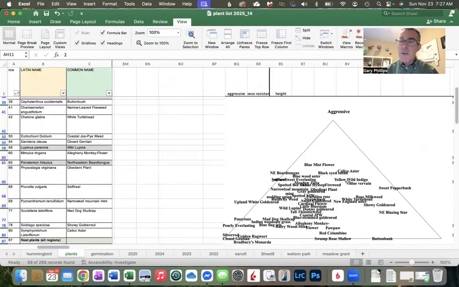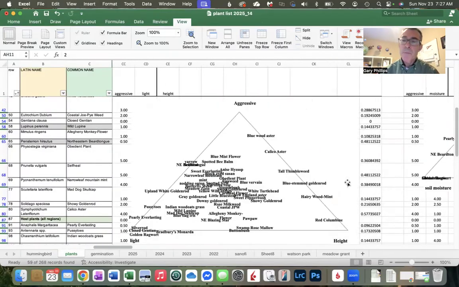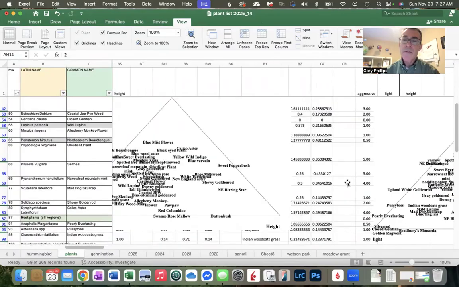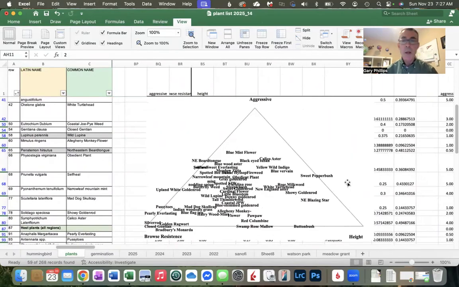Now let's look at these graphs. I've got 10 graphs here, and I did PDF them and the PDFs will be shared with people who register for the workshop. But this is the graph one, and the 3 criteria that went into this graph are aggressive, height, and browse resistant, which are the 3 most important ones for the gardens that I install.